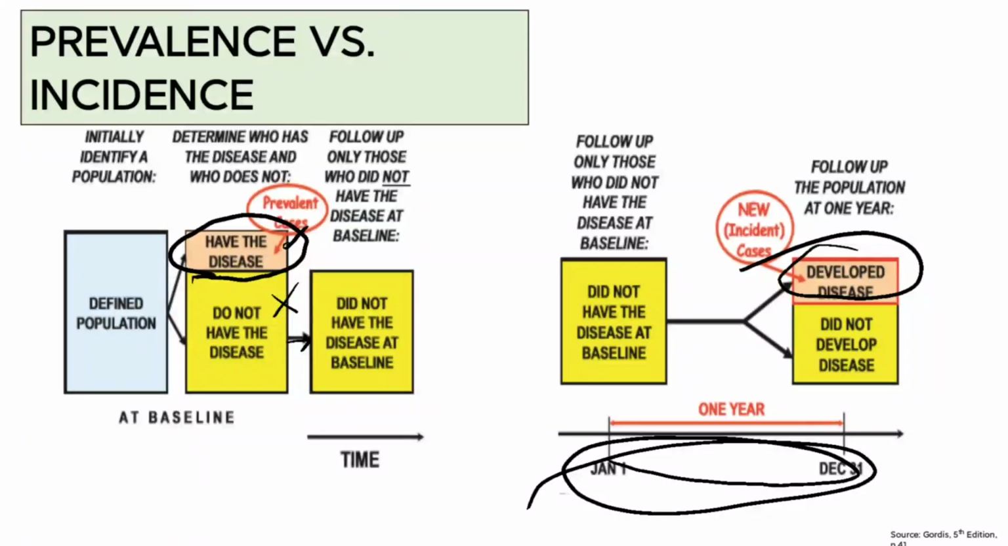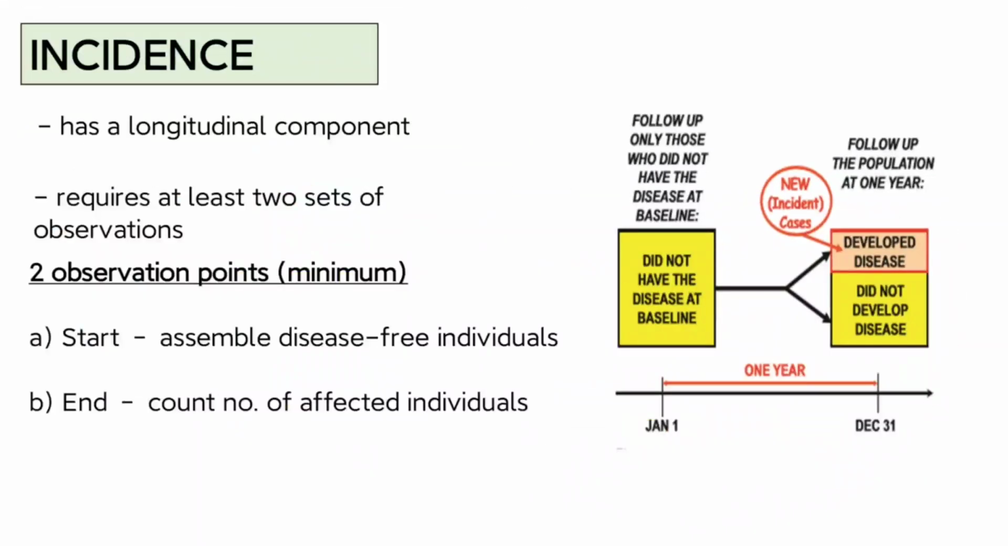So, in other words, those with the disease at the time of observation are called prevalent cases or existing cases. Yun namang those without the disease will undergo an observation again. Okay? Sabihin na natin 1 year. After a year, those who develop the disease will be identified as incident cases or new cases. Okay? So that's the difference.